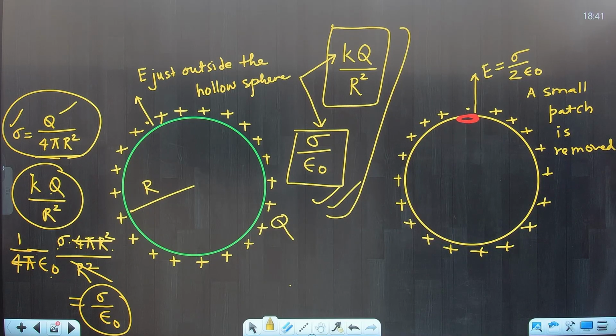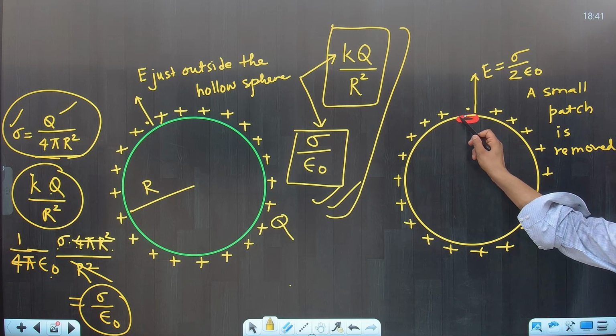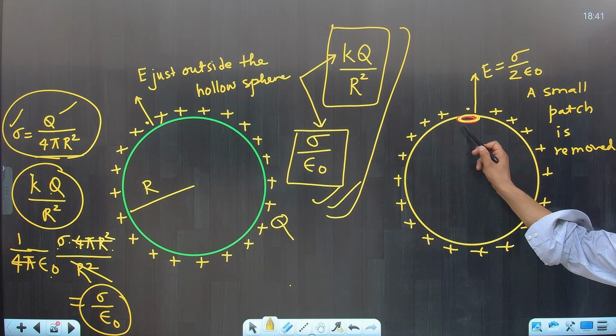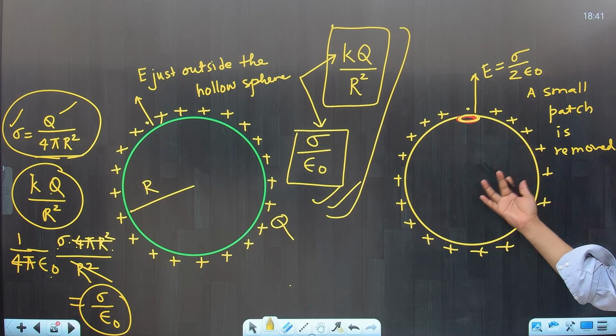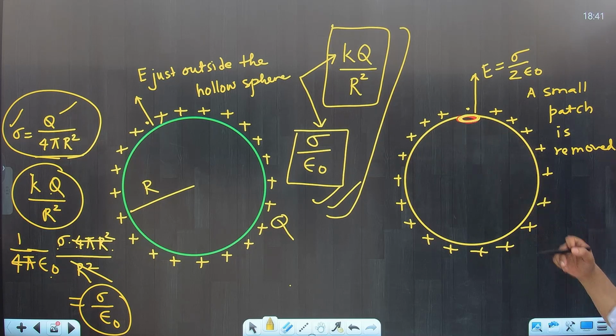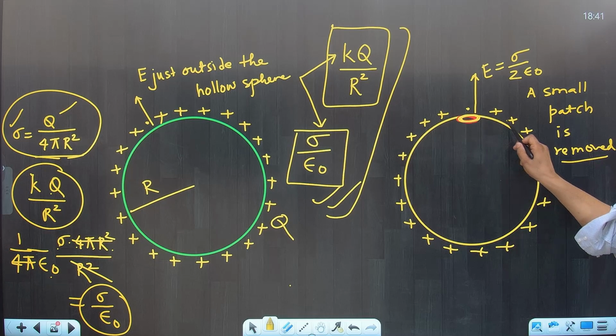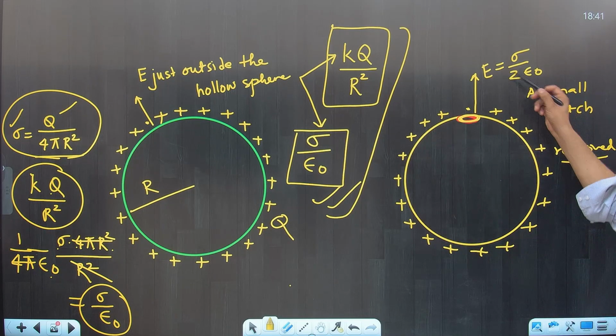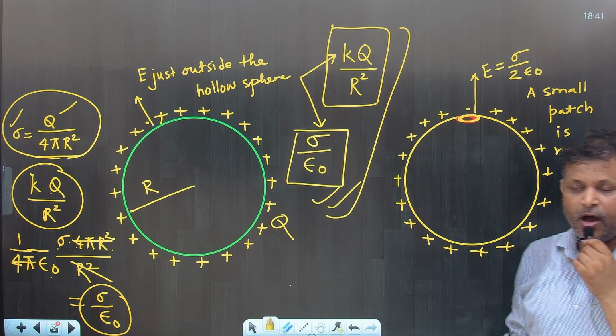Now about conductors, we have taken some patch from here. It is blank, right? There is nothing. There is a uniformly charged hollow sphere. Some patch, a very small patch, we have taken out. Now a small patch is removed. Now you have to find the electric field due to all this remaining part at this point. So the answer is sigma by 2 epsilon. Let's see how it comes.